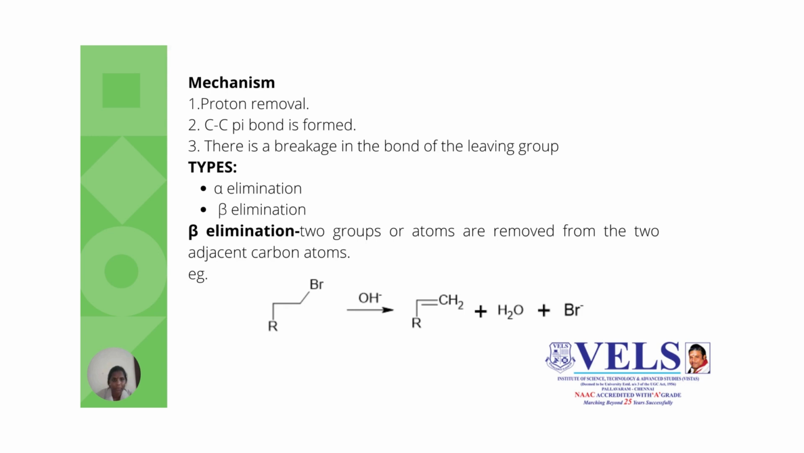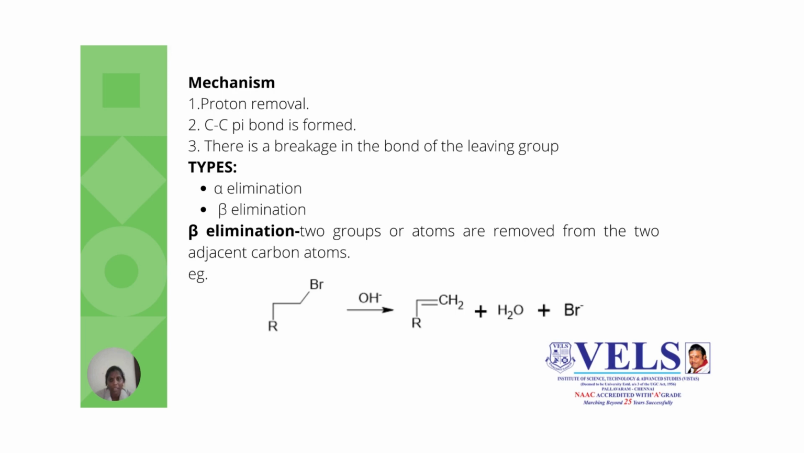Then, what are the various mechanisms in the elimination reaction? The first mechanism is proton removal, the second is carbon-carbon pi bond formation, and the third is breakage of the bond in the leaving group. These are the various mechanisms of the elimination reaction.